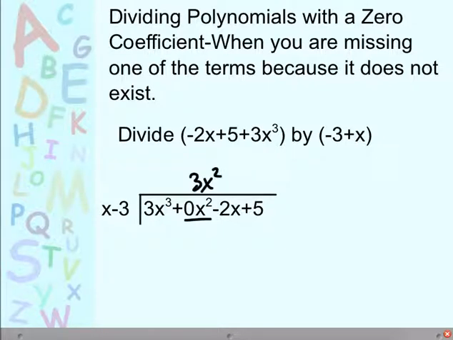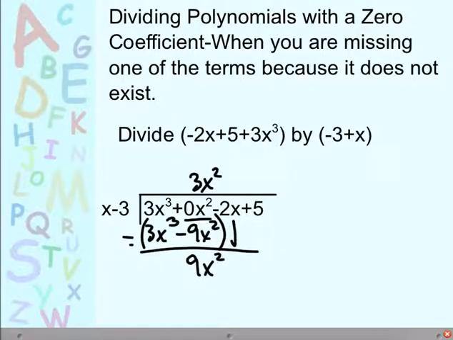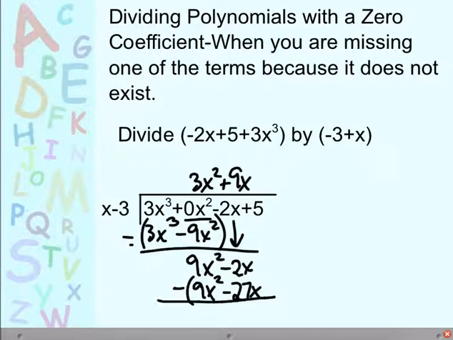So I get 3x squared times x is 3x cubed. And then 3x squared times negative 3 is minus 9x squared. Okay, so I end up with a positive 9x squared, because I'm subtracting a negative, and then I'll bring down this negative 2x. Now, x minus 3 into 9x squared minus 2x, I'm going to say that happens 9x times. So I get minus 9x squared, and then minus 27x. And I subtract that amount, and I get rid of my 9x squareds. Negative 2x minus a negative 27x gives me a 25x.